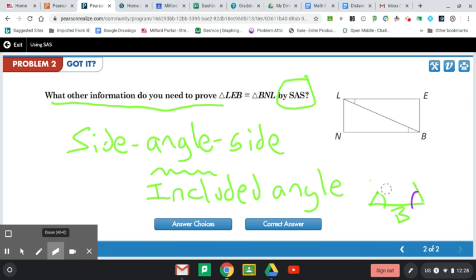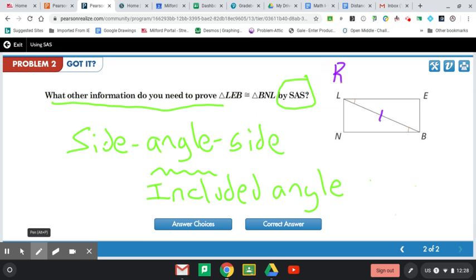If we look at this example, we have the reflexive property because it's a shared line. LB is a shared line. So again, that's the reflexive property. So we know that side's congruent. We're given angle L and angle B are congruent.